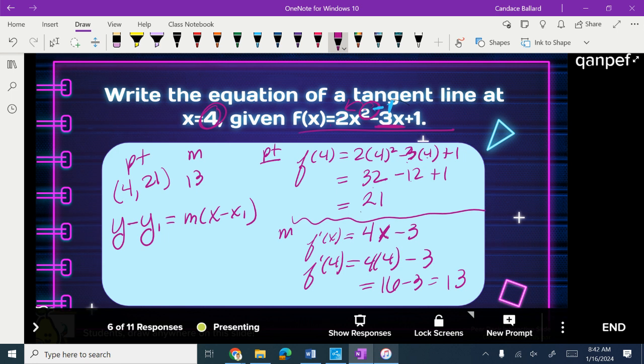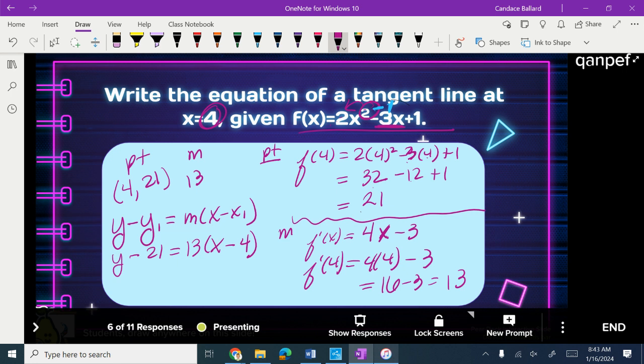Okay. So point slope form of the equation. So what is y1? 21. What is the slope? 13. x minus what's x1? 4. You don't need to do anything else with it. You leave it like that. Okay? We don't need it to be y equals. If we really need that, we can always manipulate it, but we don't need it. Okay? So that's where I want you to stop.